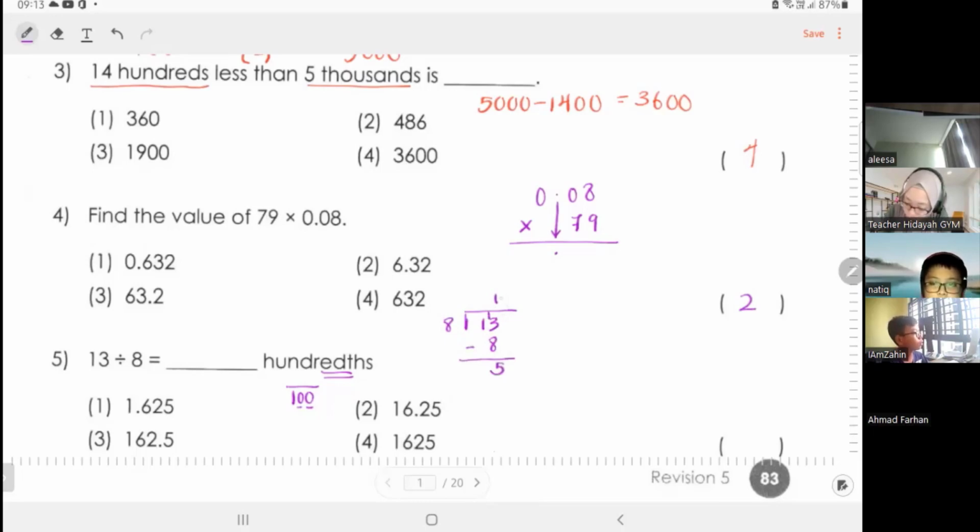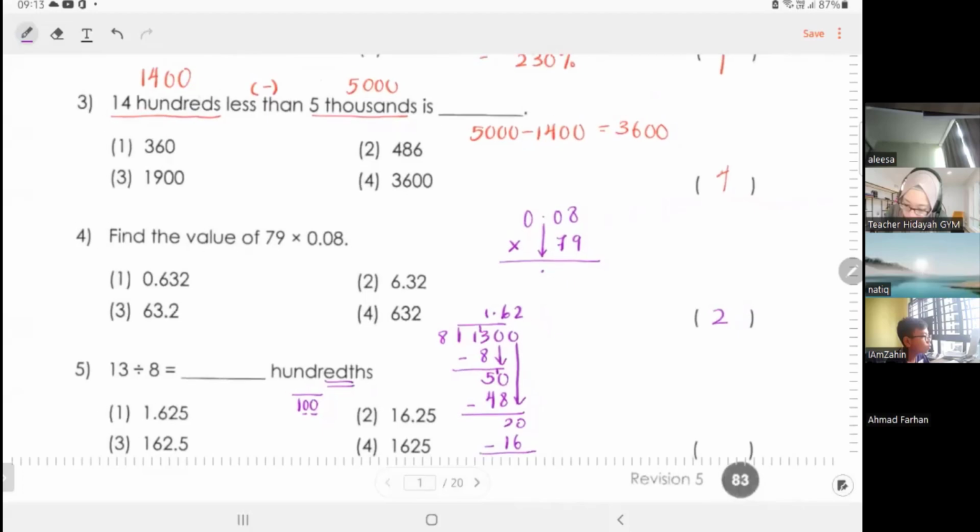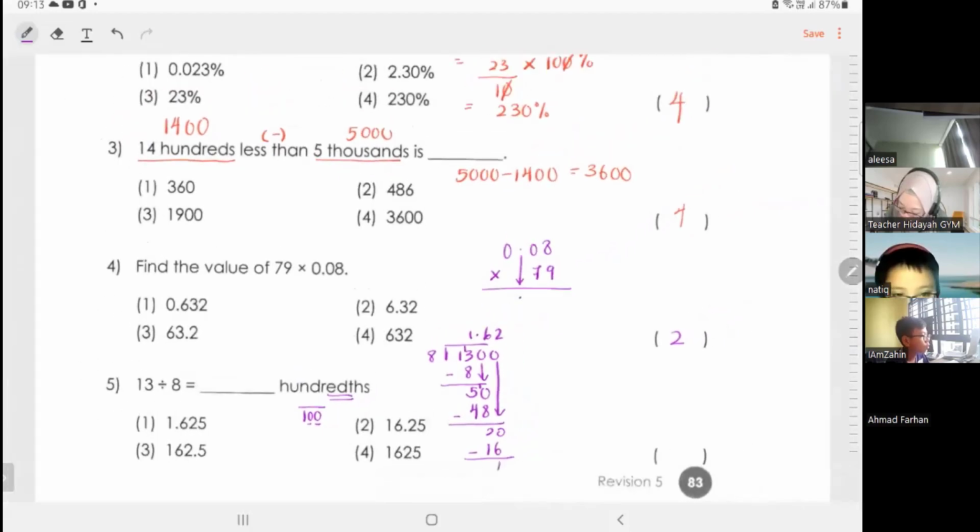Then you bring your decimal point on top, put a 0, bring it down. 48. That will be 6 minus, then 2. Bring down another 0. That's 20. 16. That's 2 minus, and then 4. Then it'll be a 4. Bring down another 0. 40. Okay, no space, so I'm just going to leave it like that. It's a 5. So it is 1.625.